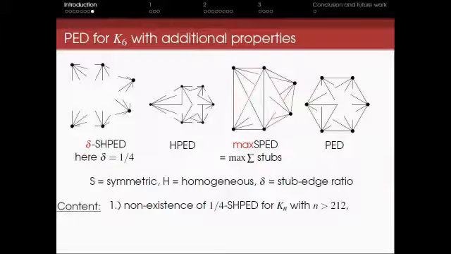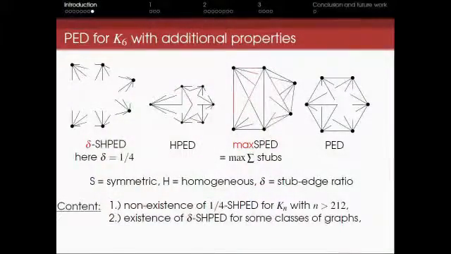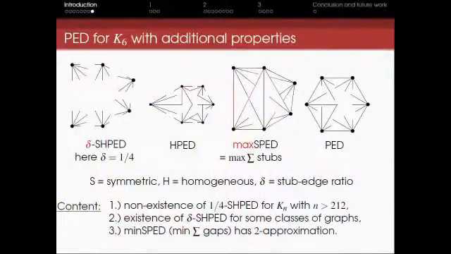So what I'm talking about is, first we show that a quarter SPAD does not exist for a complete graph with more than 212 vertices. Second, I show some existences of delta symmetric homogeneous partial edge drawings for some classes of graphs. And finally, we consider the minimum SPAD, which has two approximations. A minimum SPAD corresponds to the maximum SPAD if you minimize the gaps instead of maximizing the stubs.